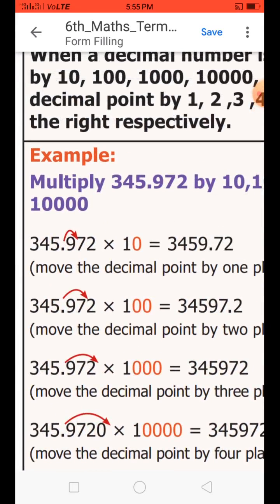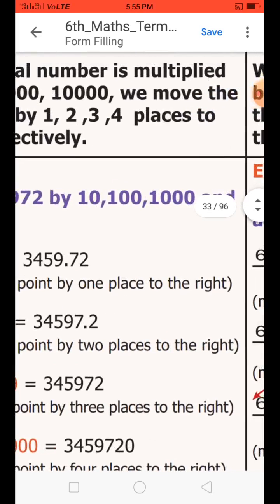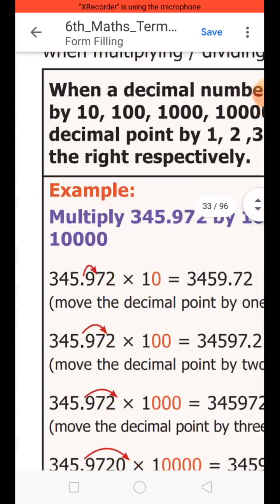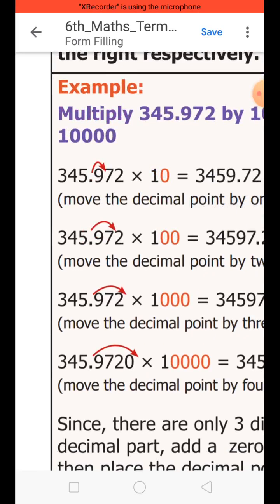So listen again. If you multiply a decimal number by 10, move the decimal point one place to the right. If you multiply a decimal number by 100, how many zeros are there? Two zeros. So you have to move the decimal point two places, and for 1000, three places.